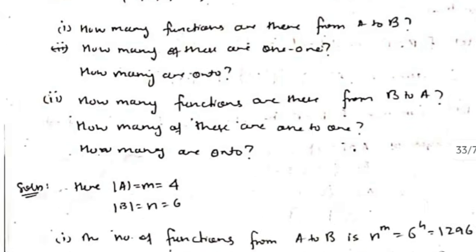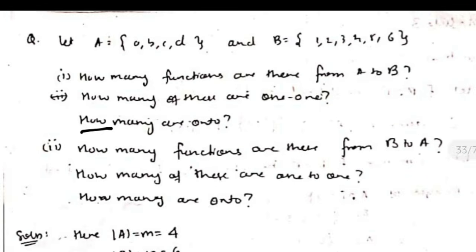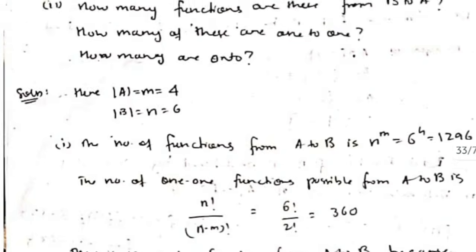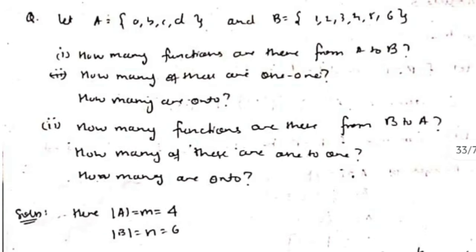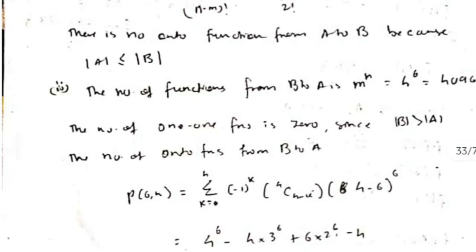Then in the third case, we have been asked how many are onto functions. Onto function is not possible because the number of elements in A should be greater than B, then only onto is possible. So in this case, onto is not possible. How many functions are possible from B to A? So for B to A, you will have m raised to n, which is number of elements in A raised to number of elements in B.